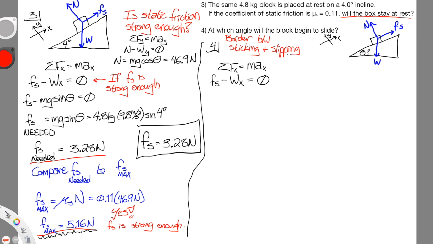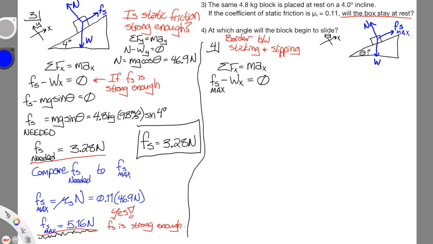There's a couple specific things you can do when you have a problem like this. One of them is if we want to know one of these values, in this problem the angle, right at that border line between sticking and slipping, that means the static friction force is giving all it can give. So the static friction force is going to be the maximum static friction force, and that will turn out to be handy here soon. So I'm going to edit my free body diagram as well.